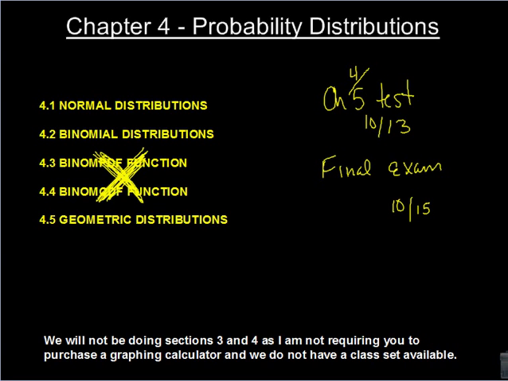Probability distributions: if it adds up to 1, it's a probability distribution, and if it doesn't add up to 1, it's not a probability distribution. Remember that? But now we're going to talk about different kinds of distributions. We have normal distributions, binomial distributions, and geometric distributions. These are the 3 different kinds that we're going to discuss. All 3 of them are probability distributions.